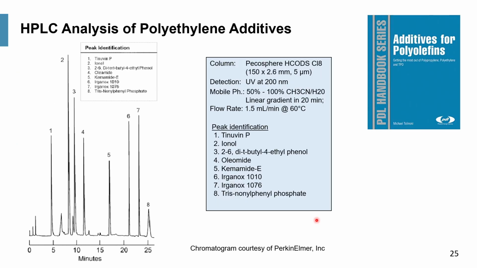A couple more case studies or applications. Shown here is the HPLC analysis of polyethylene additives shown here as components. Polyolefin requires quite a bit of different additives. Some are used as antioxidants, others are mold releasing agents. Shown here is a gradient analysis using reverse phase. The extraction of the additives is by Soxhlet-type extraction using cyclohexane.